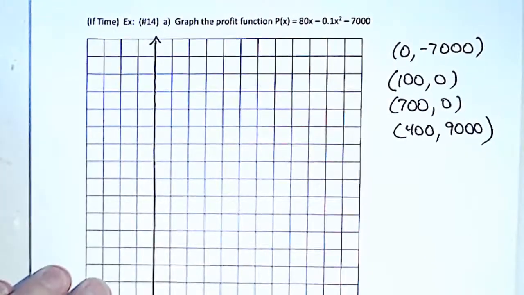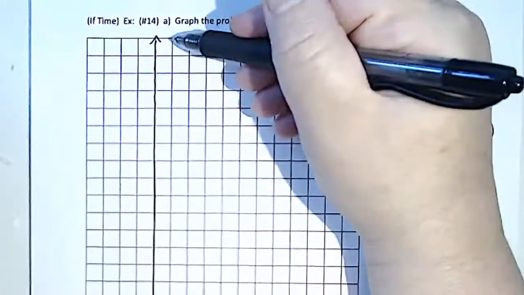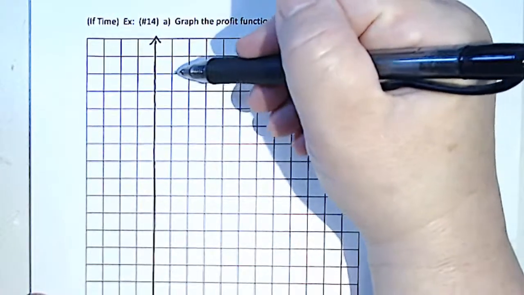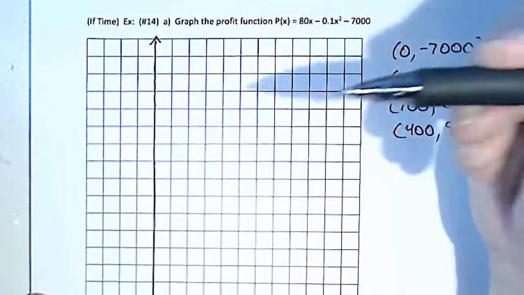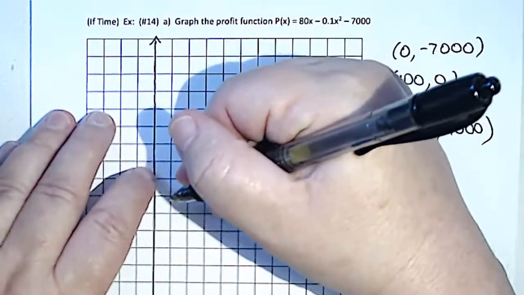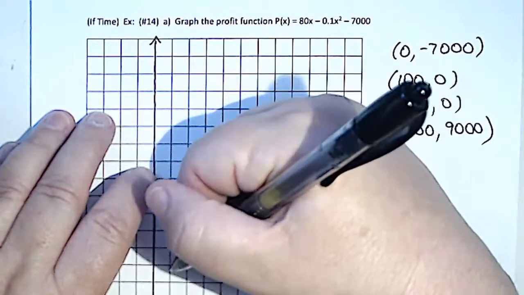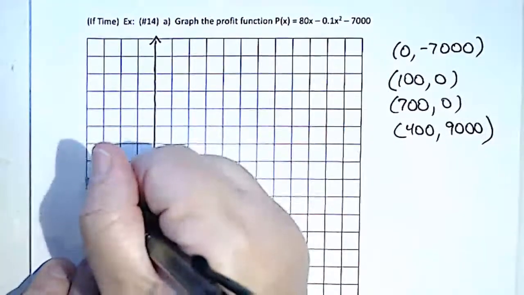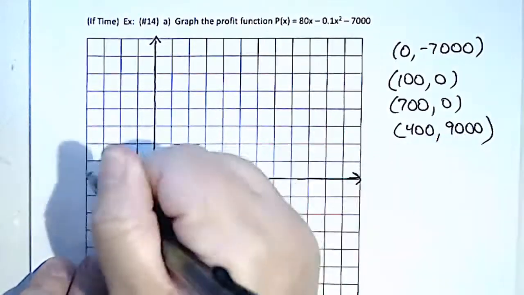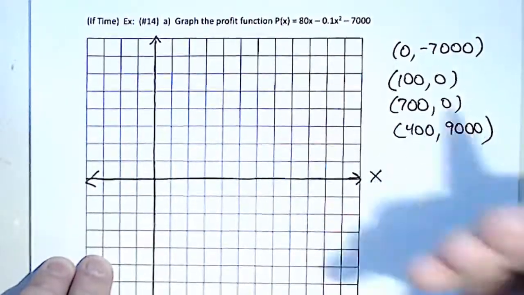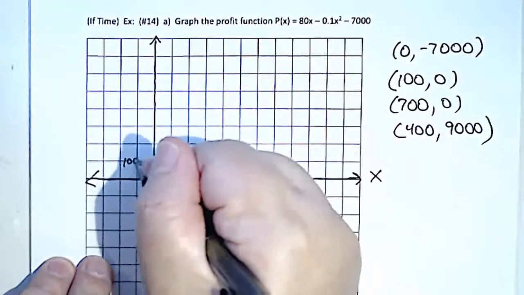Wow. Okay, so here's my y-axis, and I'm going to count 1, 2, 3, 4, 5, 6, 7, 8. So I'm going to put my x-axis right here, and I'm going to count by thousands.